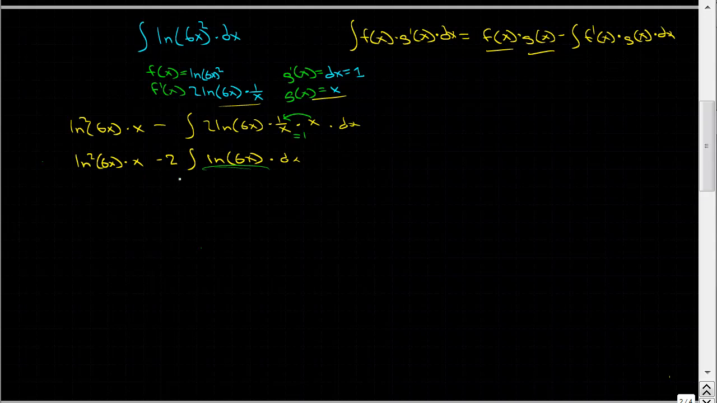What we do is we say we have this, but now we're going to use integration by parts on this half again. And so what happens here is we're going to say we have negative 2 times, and now we're going to use integration by parts here. So we need a new f of x. We need a new f prime of x. We need another g prime of x and g of x.